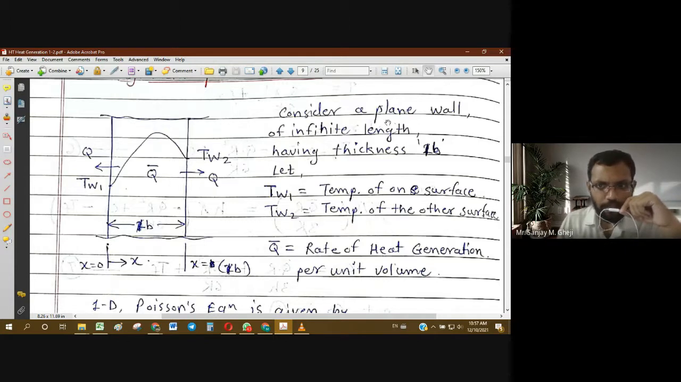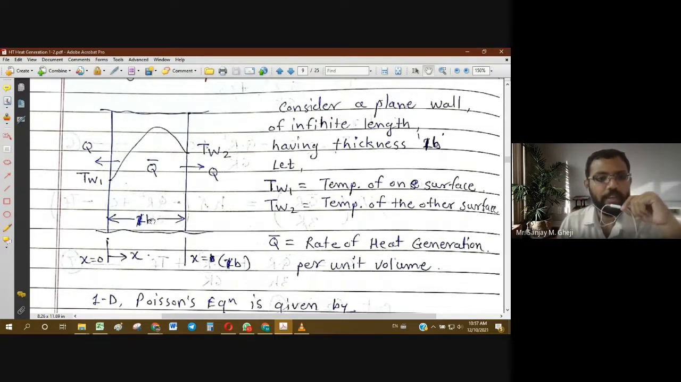So consider a plane wall of infinite length and infinite width having thickness b. Now we are calling it thickness b. In the first, simple and standard case, we had assumed the thickness to be 2b because it was a symmetric case, so we could have easily divided it into b and b. But now this is an asymmetric case. We are considering the thickness to be only b.